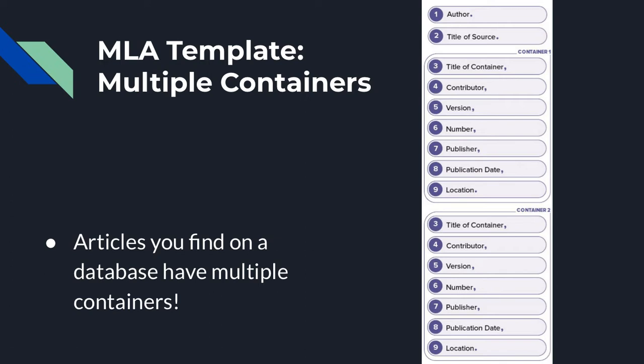But then what's the container? The original website, the New York Times, or the Gale search engine database that you used? Well, you need both. You need multiple containers if you have a database, because there are multiple containers. One container would be the original New York Times publication. The other container would be the database from which you found the article.